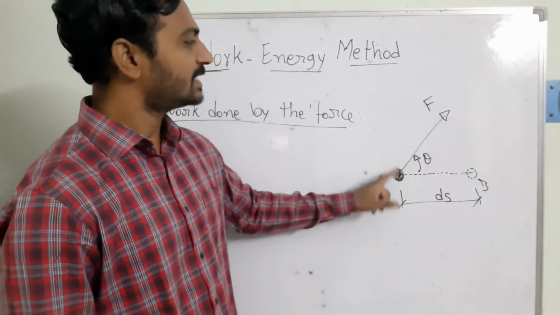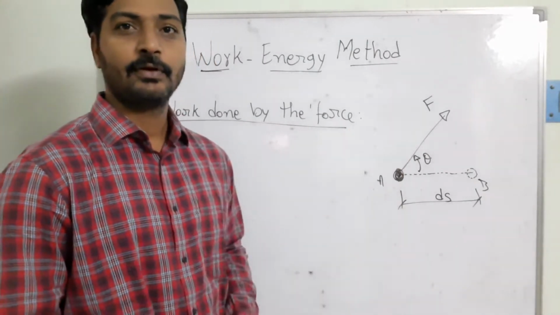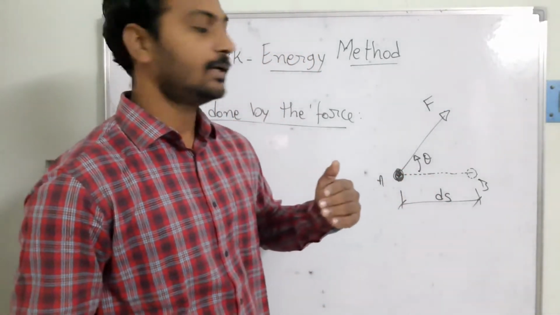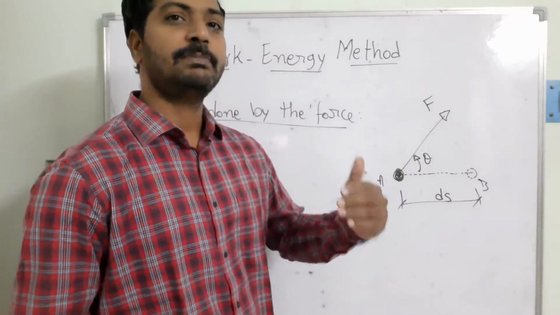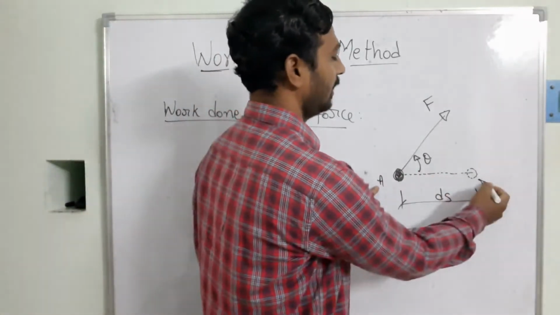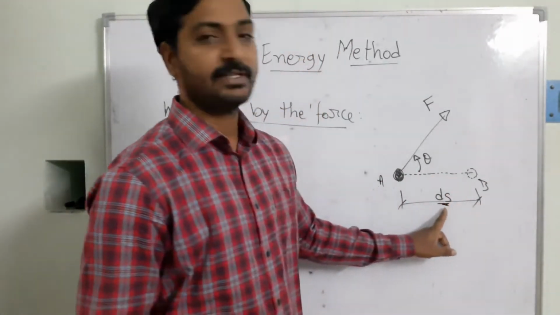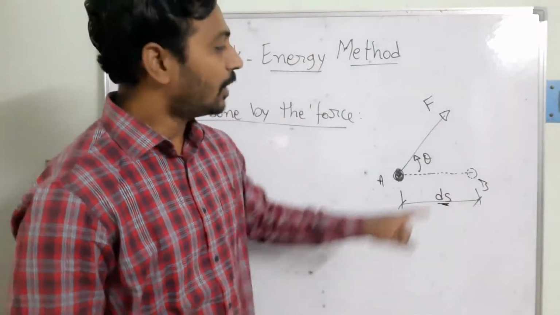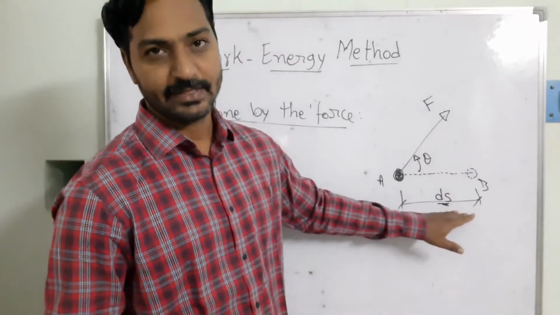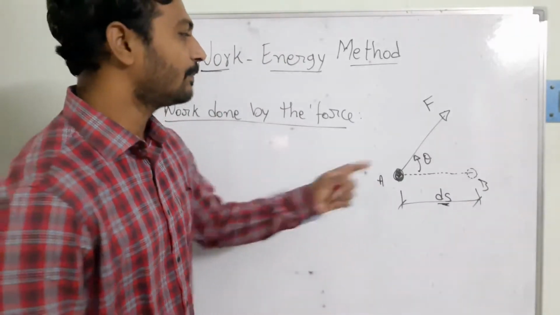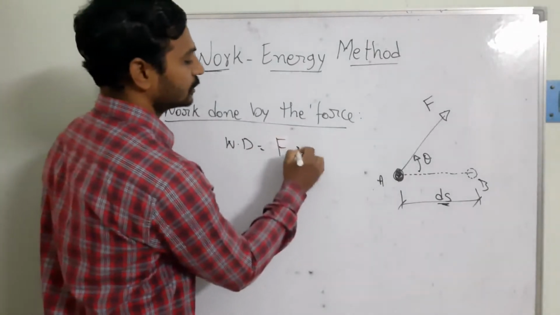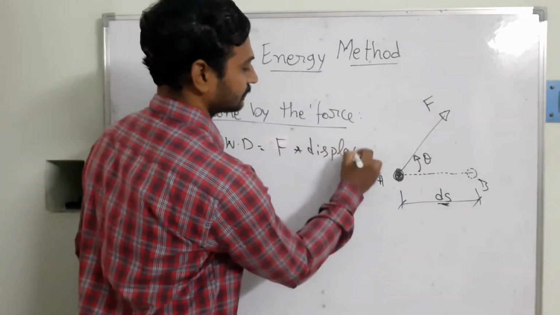If the particle is subjected to a force F, then this particle is taken to a new position. It means a small displacement takes place because of this force. The distance from A to B is a small displacement ds. It means that because of this force, the particle has traveled from A to B, the distance ds. Now what is the work done by this system? In this case we have the formula that the work done is equal to force into displacement.